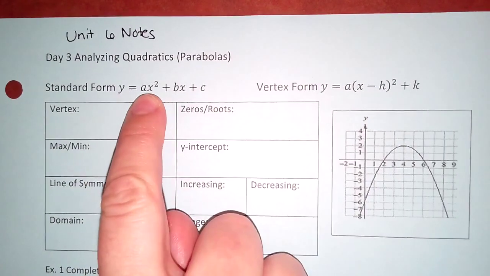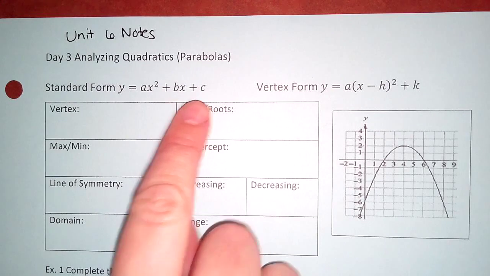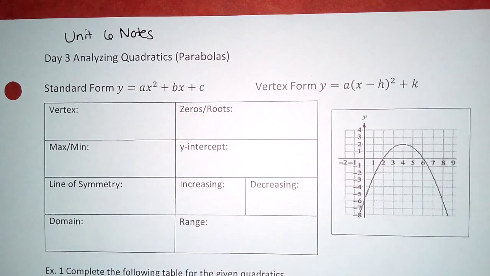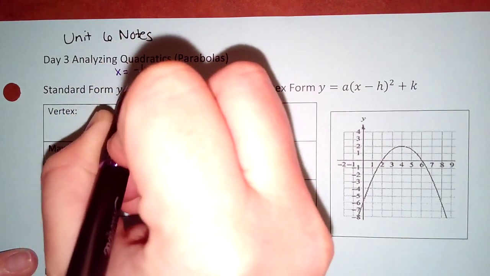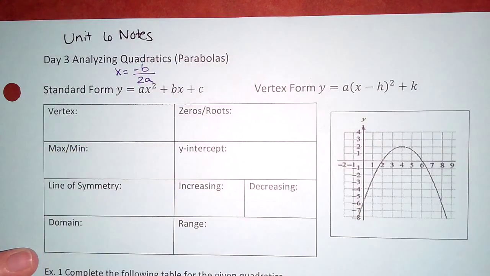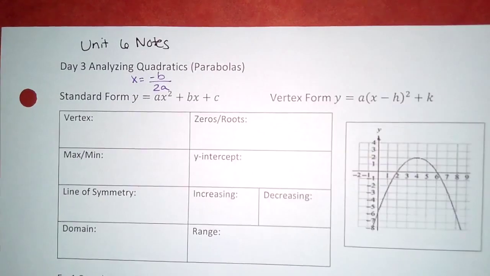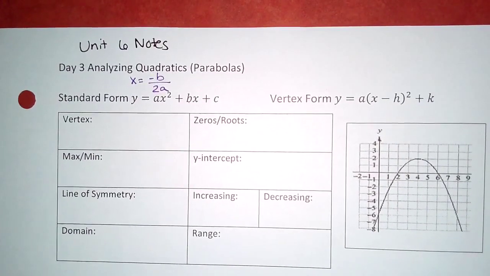All right, so reviewing, we have our standard form here, ax squared plus bx plus c. If we wanted to find the axis of symmetry, we use the equation x equals opposite of b over 2a. Negative b over 2a.